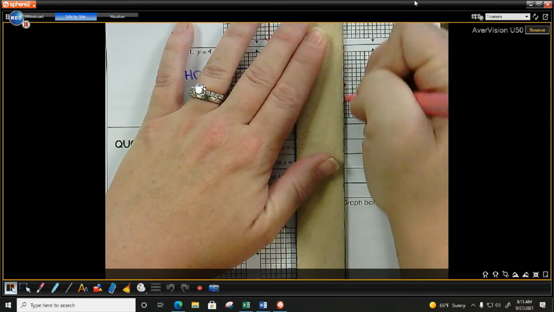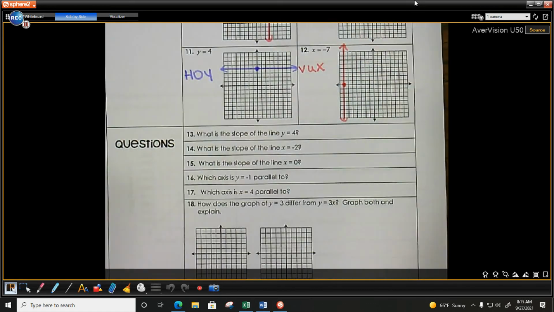Again, how do you know you have a special case? If there's only one variable in the equation. Okay, if there's only one variable in the equation, you have a special case. Okay? Now we are going to identify our slopes from our special cases. Same thing. Identify if it's a Hoy or a Vux. Your Hoy and your Vux are going to help you.